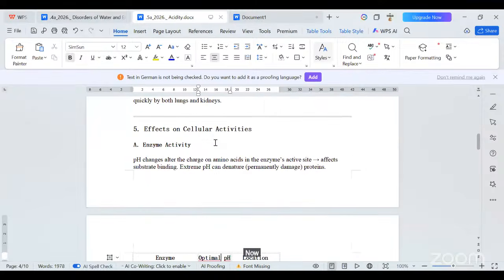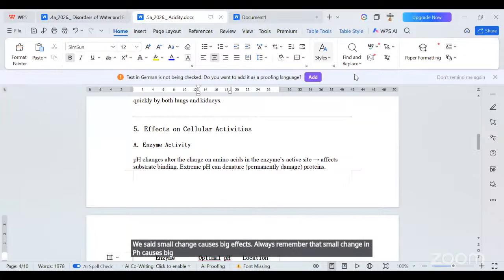Now, effect on cellular activities like enzymes. pH changes alter the charge on amino acids in enzymes. And when this happens, it affects substrate binding. If we remember, factors that affect enzyme catalysis, one is pH, one is temperature. There are about 5 of them. So what happens is that when there is a pH change, we said a small change causes a big effect. Always remember that a small change in pH causes a big effect.